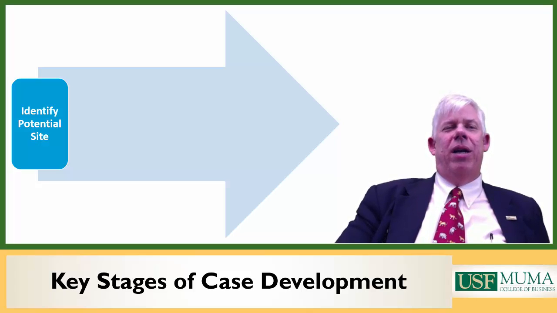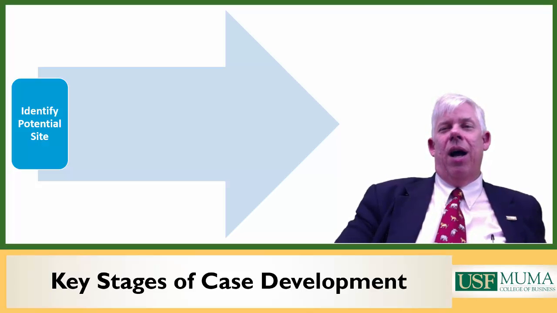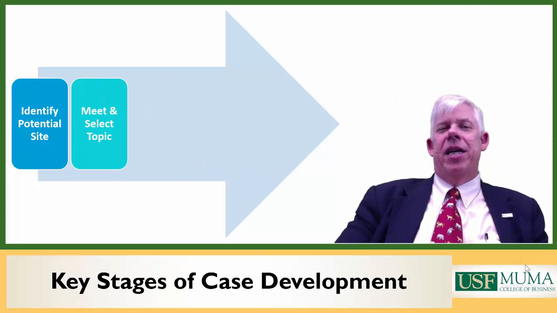And there are a lot of reasons you might identify a site. You might have a contact you think is going to be easy to work with. It may be a type of company you're looking for. There may be something in a newspaper article that suggests they have some specific issue you're interested in. But once you've identified the site, what you want to do is get into the site as soon as possible and identify the particular topic that you're going to be looking at.